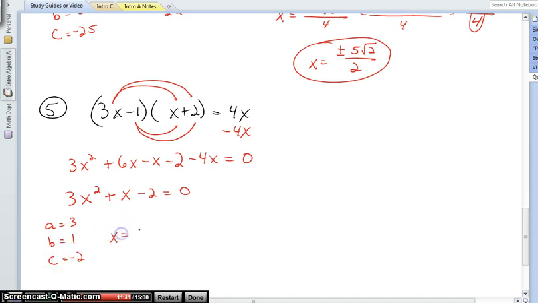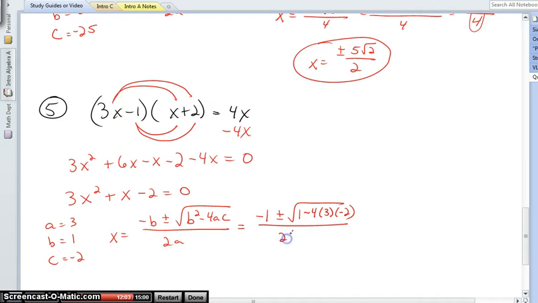You might be saying that this one is factorable. I'm going to use the quadratic formula just to practice. So I've got negative 1 plus or minus the square root of 1 minus 4 times a times c, 2 times 3.